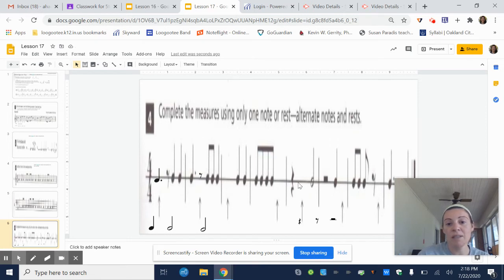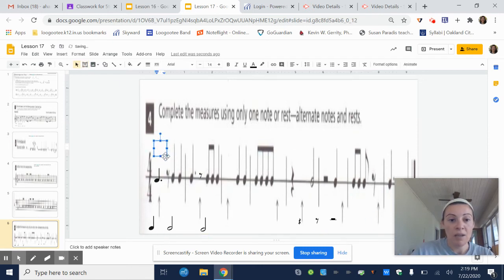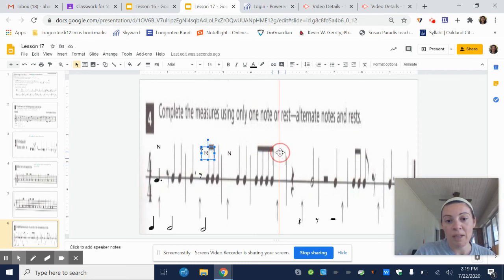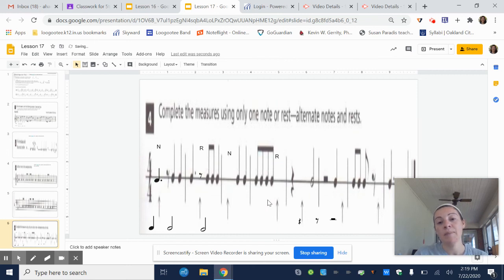You're going to complete the rest of these. And again, you're alternating between note, rest, note, rest, note, rest. If you forget and you want to type in something like N for note and R for rest, you can continue doing that. Then we know that my note goes there and my rest goes right here. Just to help remind you if you need to.